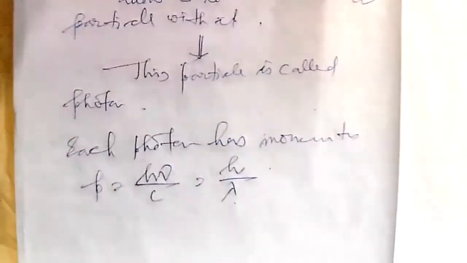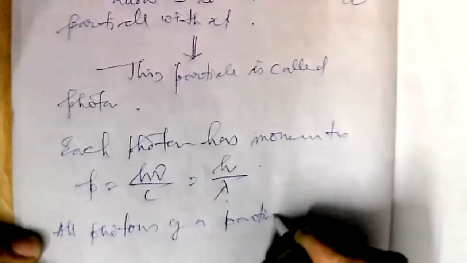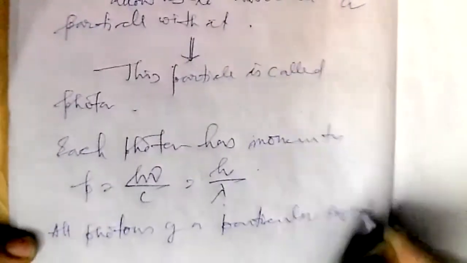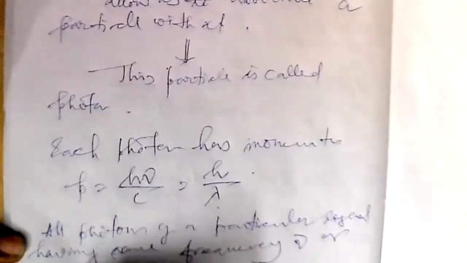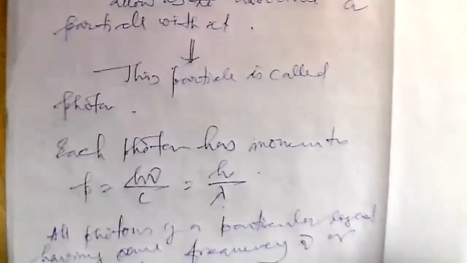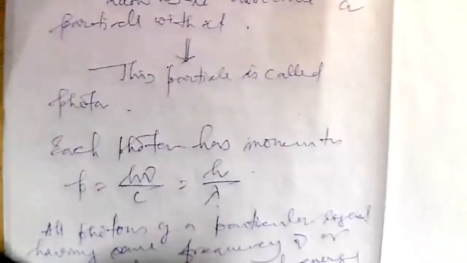All photons of light of a particular frequency or wavelength have the same energy. So all photons of a particular light having the same frequency nu or wavelength lambda have equal energy h nu.